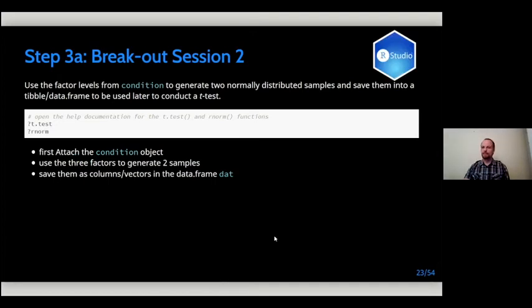Okay, so now we'll go back into breakout rooms again, and we'll see what we come up with. I'm going to hop around a little bit more to help troubleshoot.